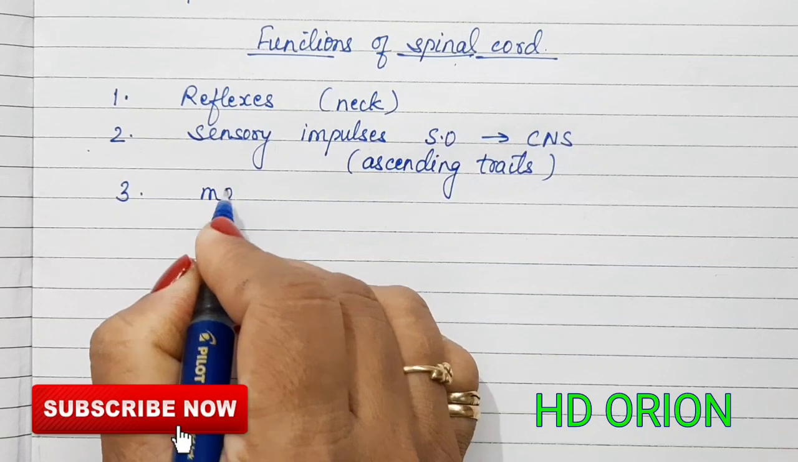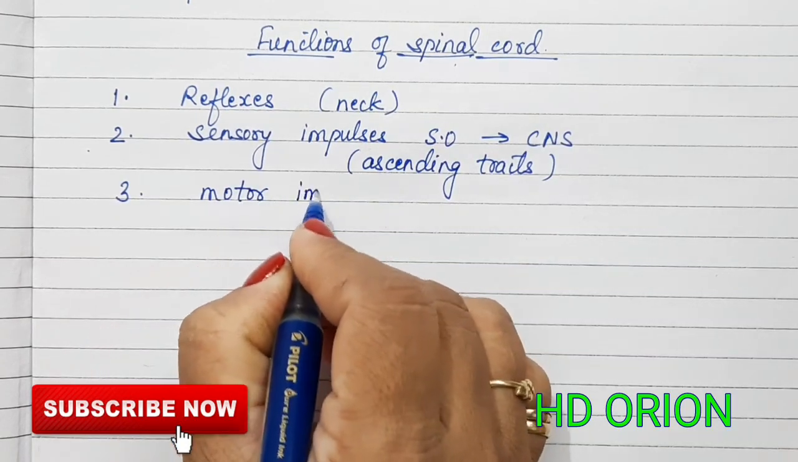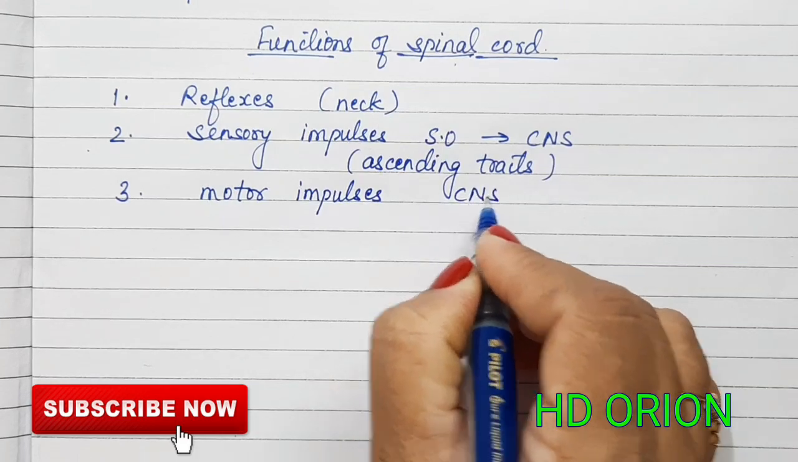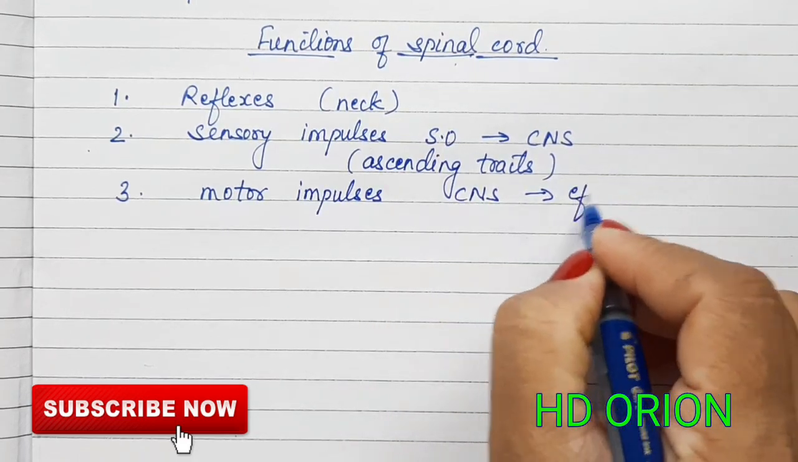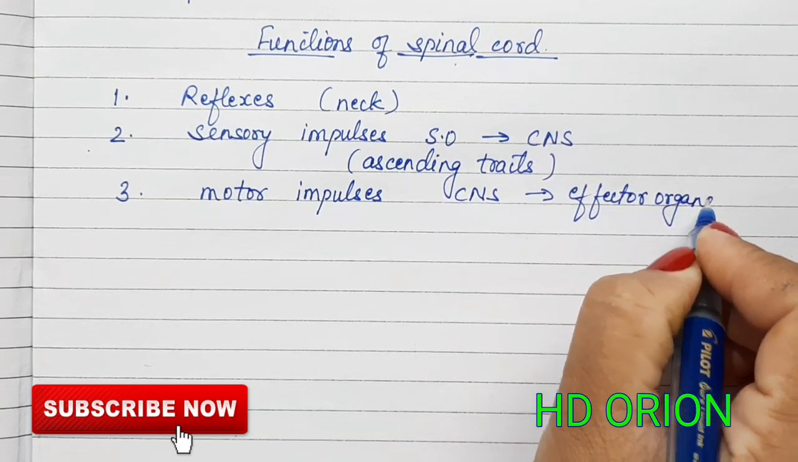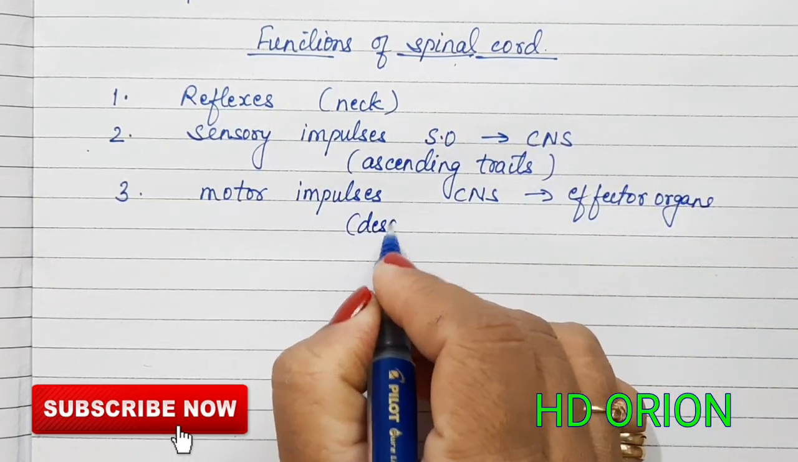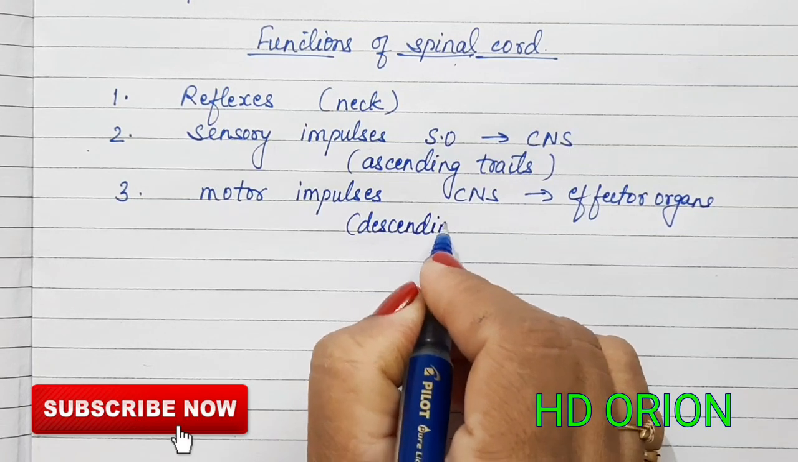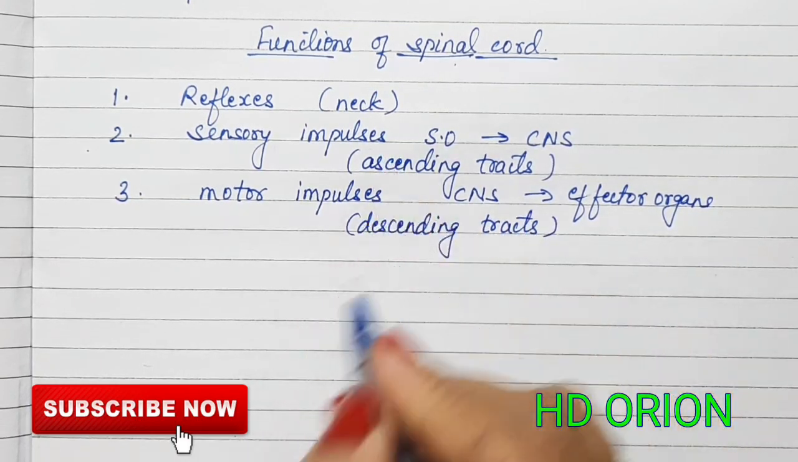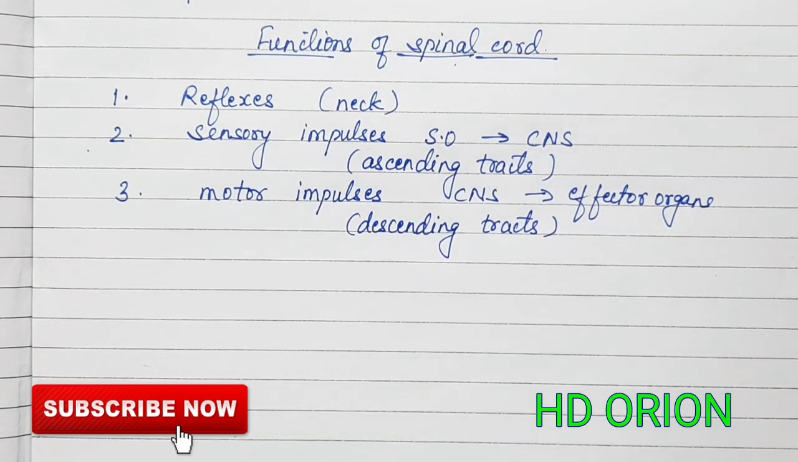And it also helps in the conduction of motor impulses, that is from the central nervous system to the effector organs. So these can be called as the descending tracts because it is coming from the central nervous system to the lower portion of the body. So these are basically the functions of the spinal cord.